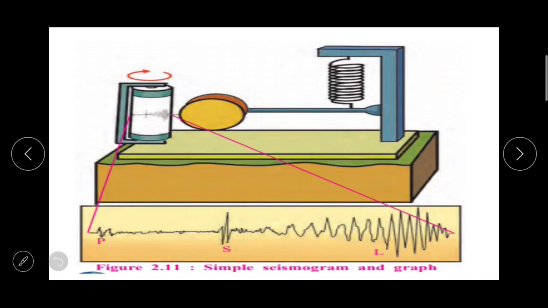And the magnitude of the earthquake is measured by the Richter scale. This is the figure given in our textbook, of a simple seismograph and the graph, the seismogram and graph.